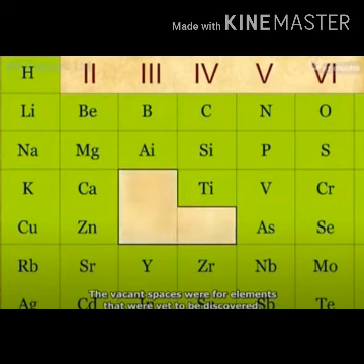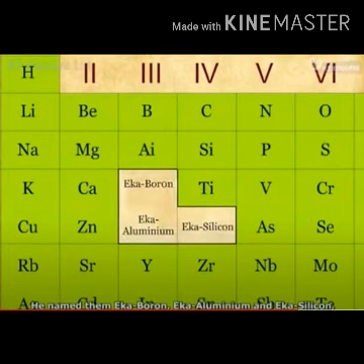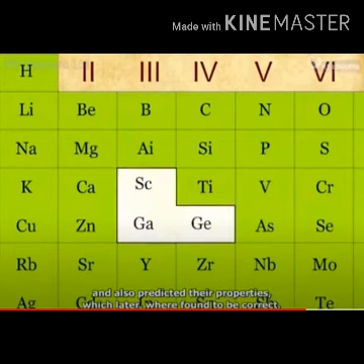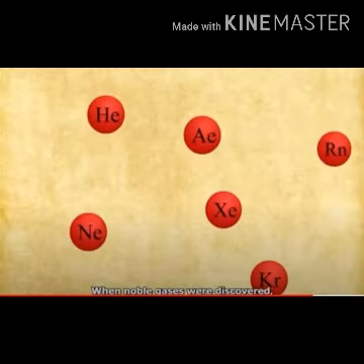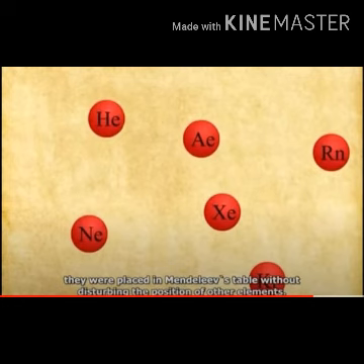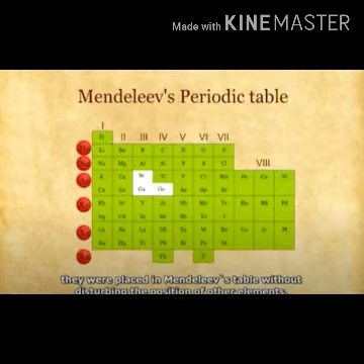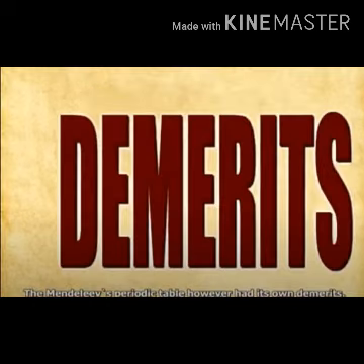He named them Eka-boron, Eka-aluminium, and Eka-silicon. And he also predicted their properties, which later were found to be correct. They were known as scandium, gallium, and germanium. When noble gases were discovered, they were placed in the Mendeleev table without disturbing the position of other elements. The Mendeleev periodic table has its own demerits.